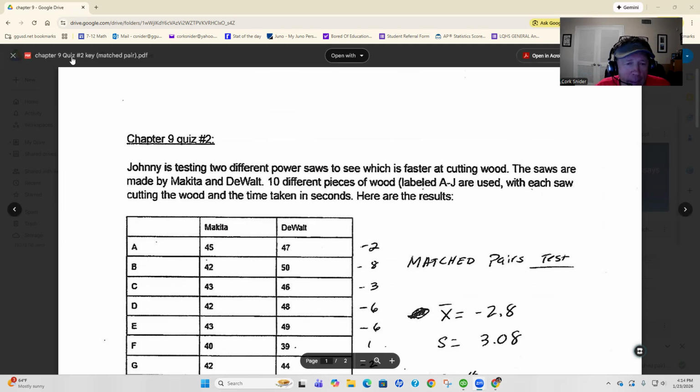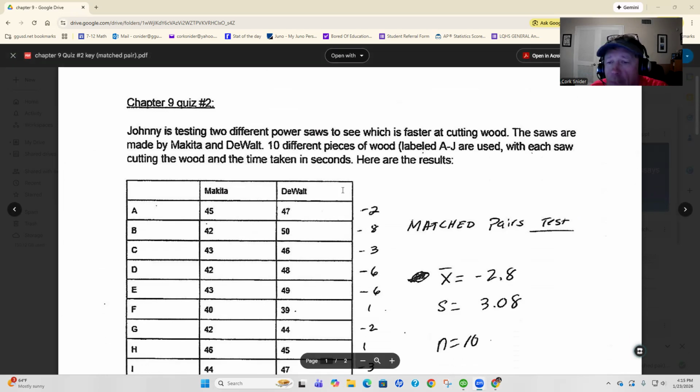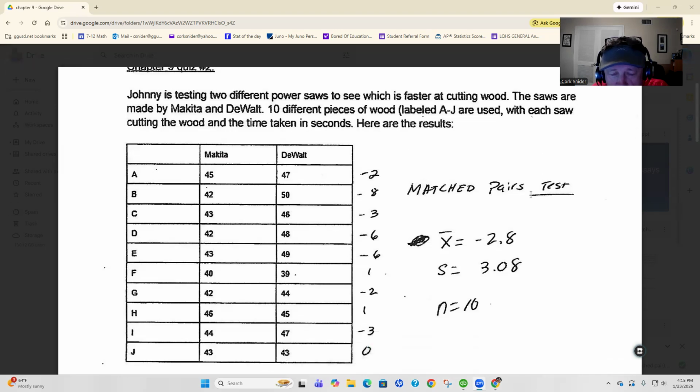It's not real data, but we got Mythical Johnny testing two different power saws, Makita and DeWalt. They're kind of well-known brands, DeWalt especially. 10 different pieces of wood labeled A through G are used, with each saw cutting the wood and the time in seconds. Here are the results. All right.